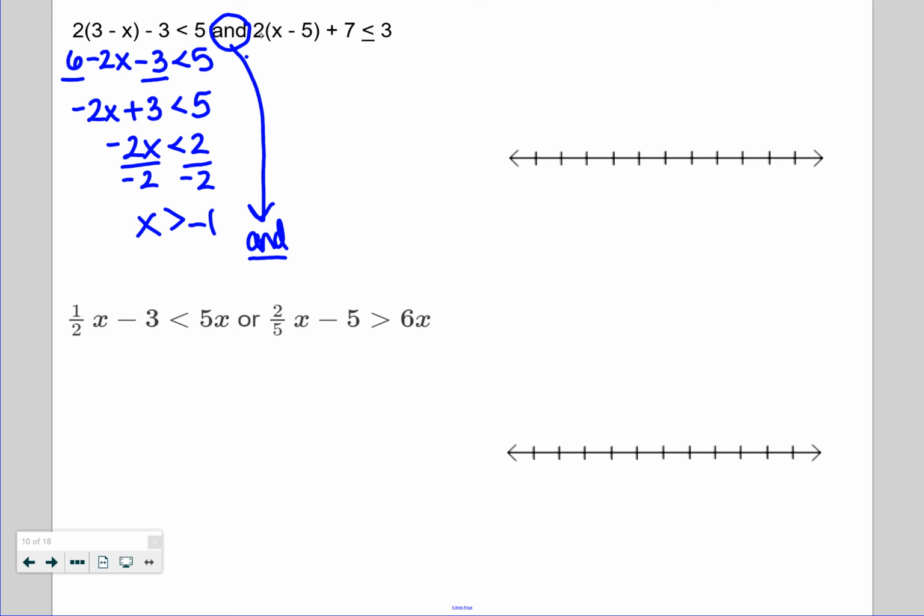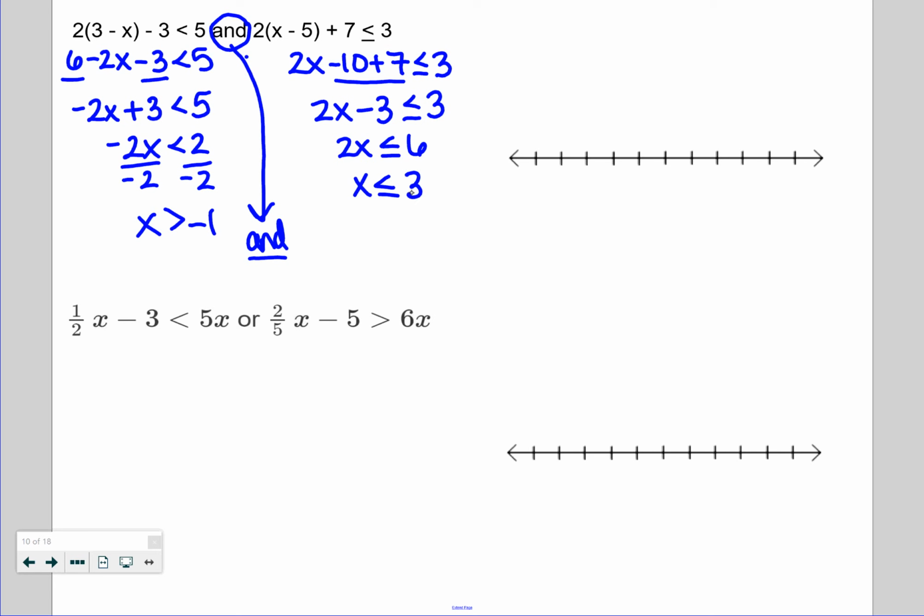To solve on the right, I'm going to distribute my 2 in. 2x minus 10 plus 7 less than or equal to 3. Negative 10 and 7 are like terms, so I can say 2x minus 3 less than or equal to 3. Add 3, I get 6, and divide both sides by 2, I get x less than or equal to 3.